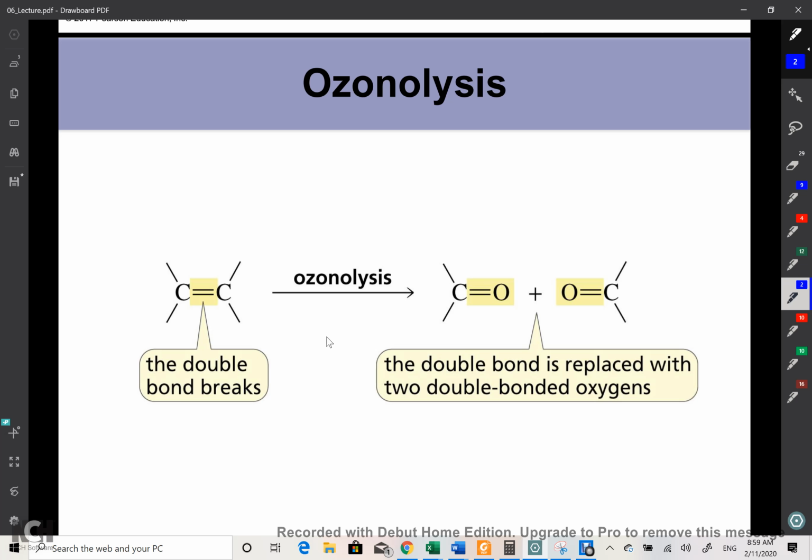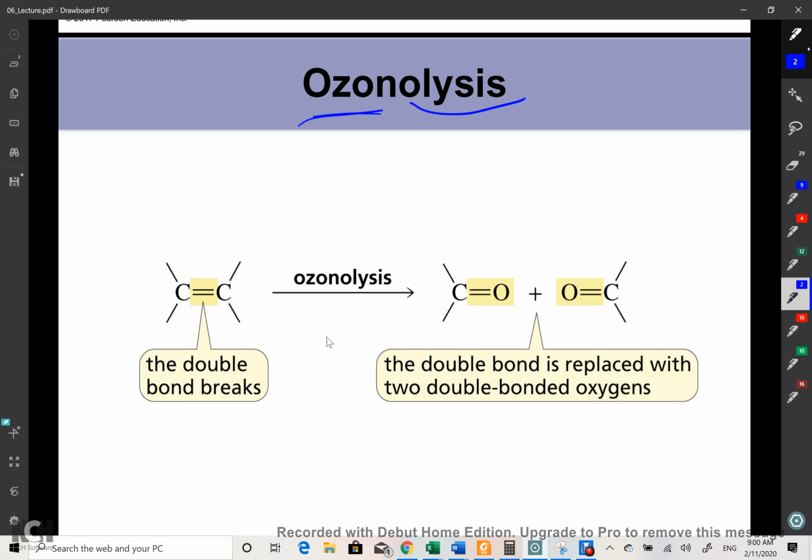Okay, let's continue. Reaction number 7 is called ozonolysis. So ozone, this is from the ozone, right? The ozone, O3, like we say the ozone layer is being depleted. And then this lysis here simply means breaking. That's what lysing means. So ozonolysis means we are using ozone to break.